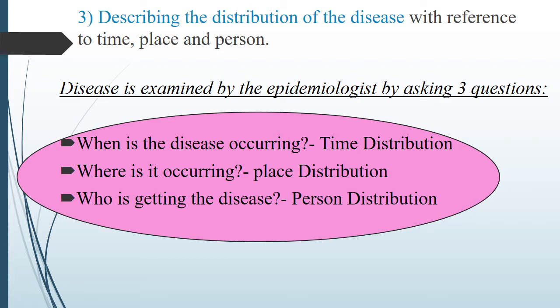First one is, when is the disease occurring? That is time distribution. And where is it occurring? Where is it occurring means that is place distribution. And who is getting the disease? That is person distribution. So we will see in detail.